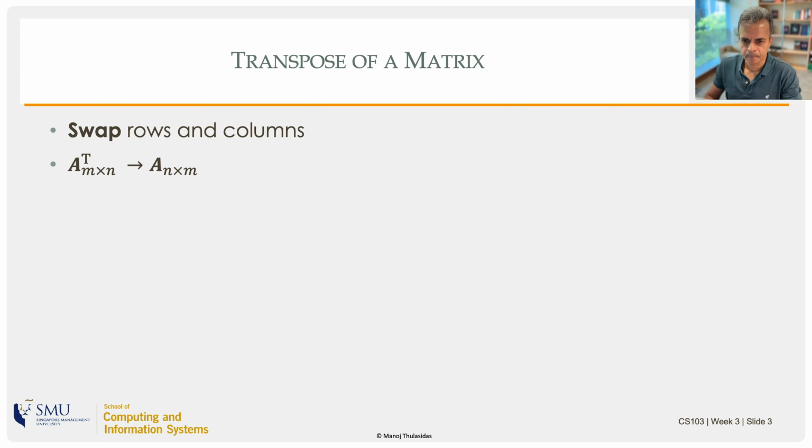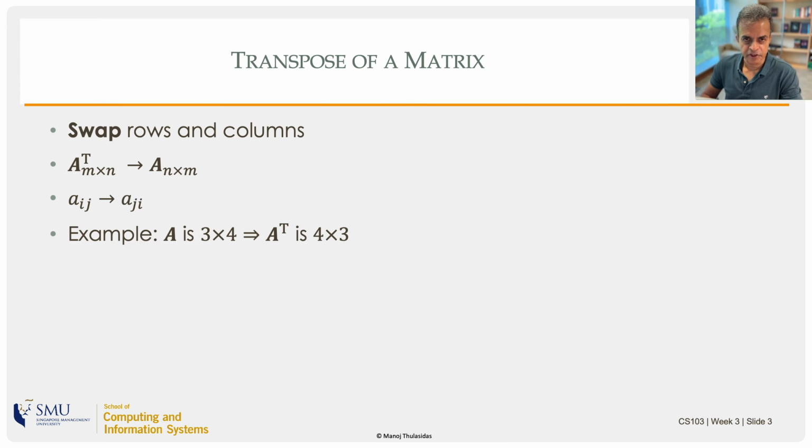Fairly simple. So if you have an m by n matrix, m rows and n columns, when you transpose it, it becomes another matrix of n rows and m columns. Columns become rows and rows become columns. So every element in the ith row and jth column will become an element in the transpose in the jth row and ith column. So if A is a 3 by 4 matrix, 3 rows and 4 columns, then A transpose will have 4 rows and 3 columns.